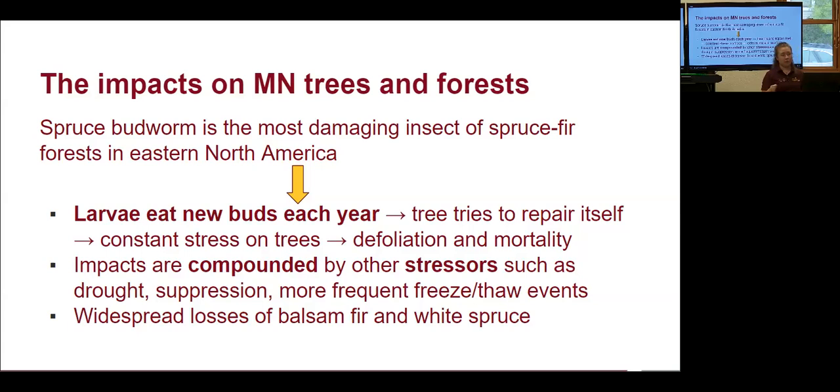And this becomes an issue because those stressors can compound. So if you already have stress from spruce budworm and then you add in a drought or crazy winters with multiple freeze-thaw cycles, all of those different stressors stack on top of each other, and that can be too much for the tree to bear. And that is what can lead to mortality. So typically one stressor isn't enough to kill the tree, but when you start stacking those on top of each other, that can just be too much stress and lead to the death of the tree. And so that is why we are seeing that widespread balsam fir and white spruce mortality across the landscape.